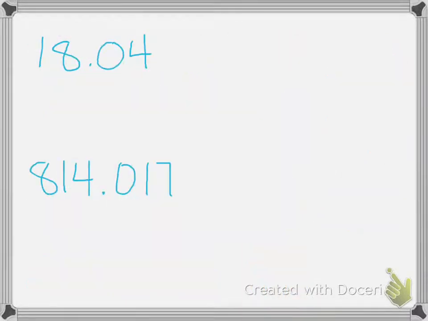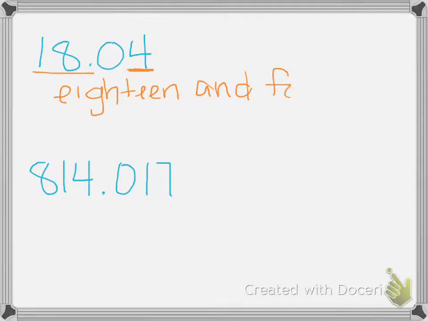Number 2 says write each of the following decimals in words. So we start here. It's 18. We say and for the decimal point. And then we look, we have 4. And it's not in our tenths place, it's in our hundredths. So 4 hundredths.